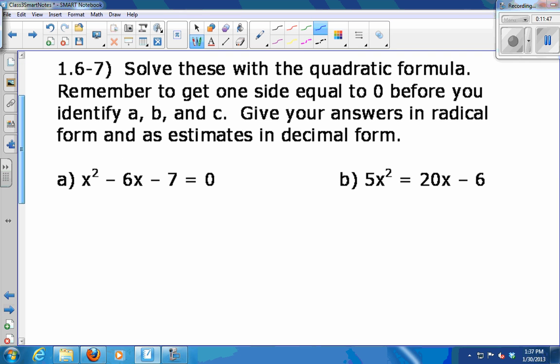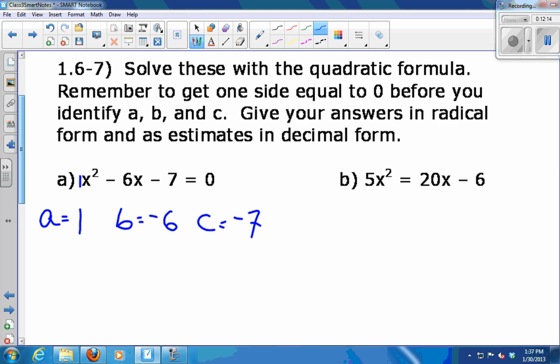All right, so we're going to solve these with the quadratic formula. I'm going to do one with you, and then I'll have you work on a few in your groups. So the first thing we do is identify A, B, and C. So here in question A, what is A? 1. The coefficient on the x squared is a 1. And what is B? Negative 6. And C is negative 7.